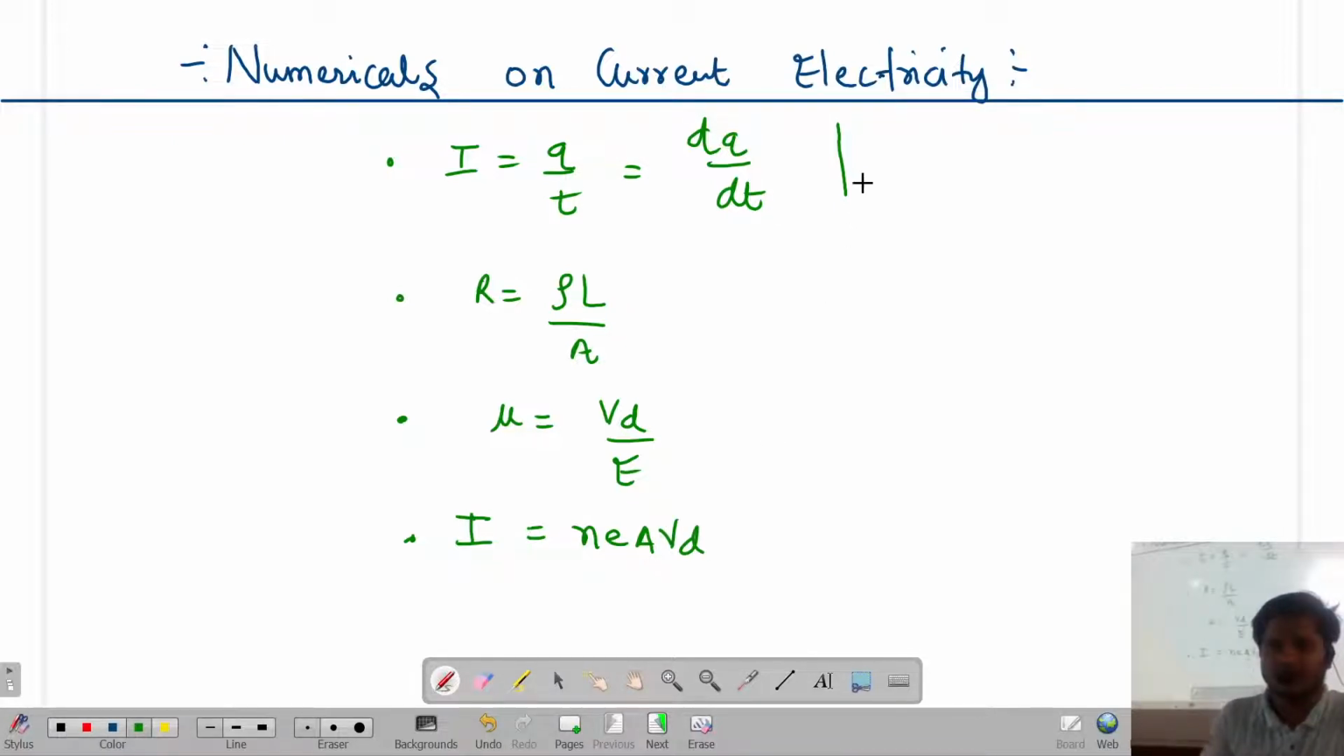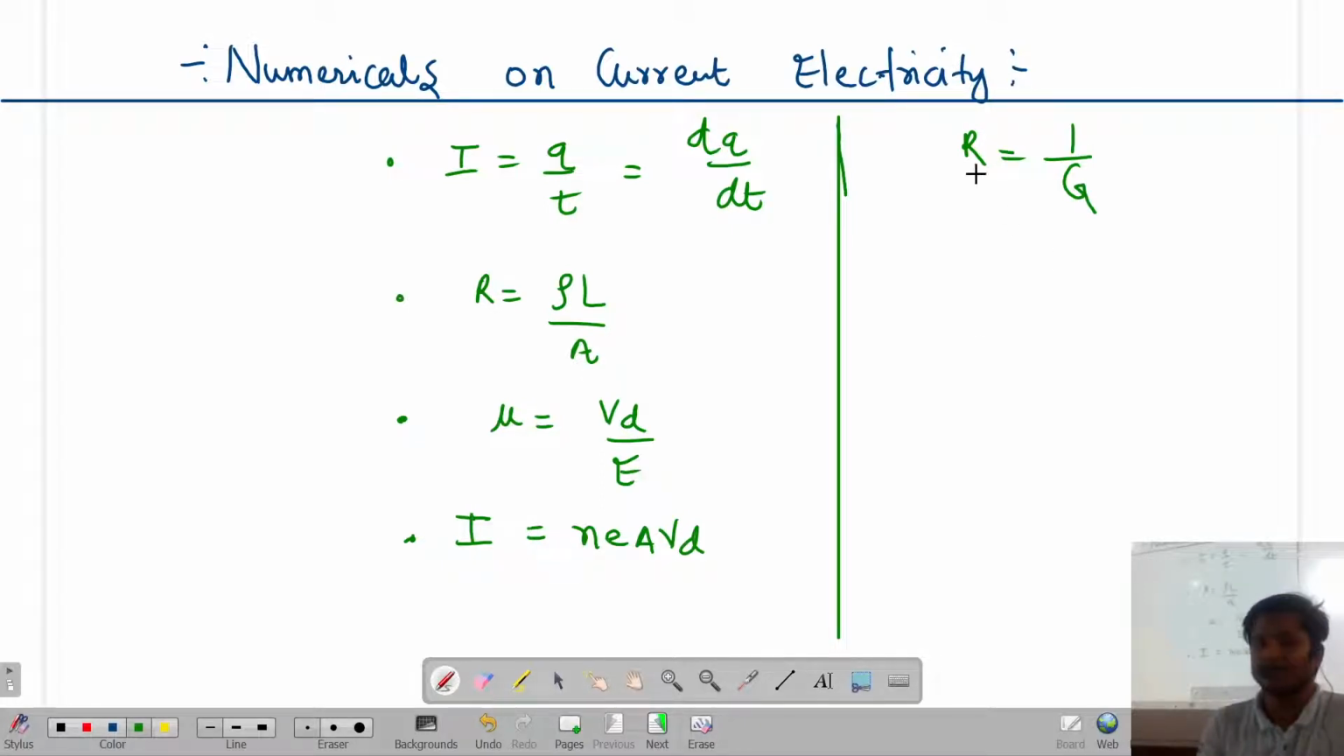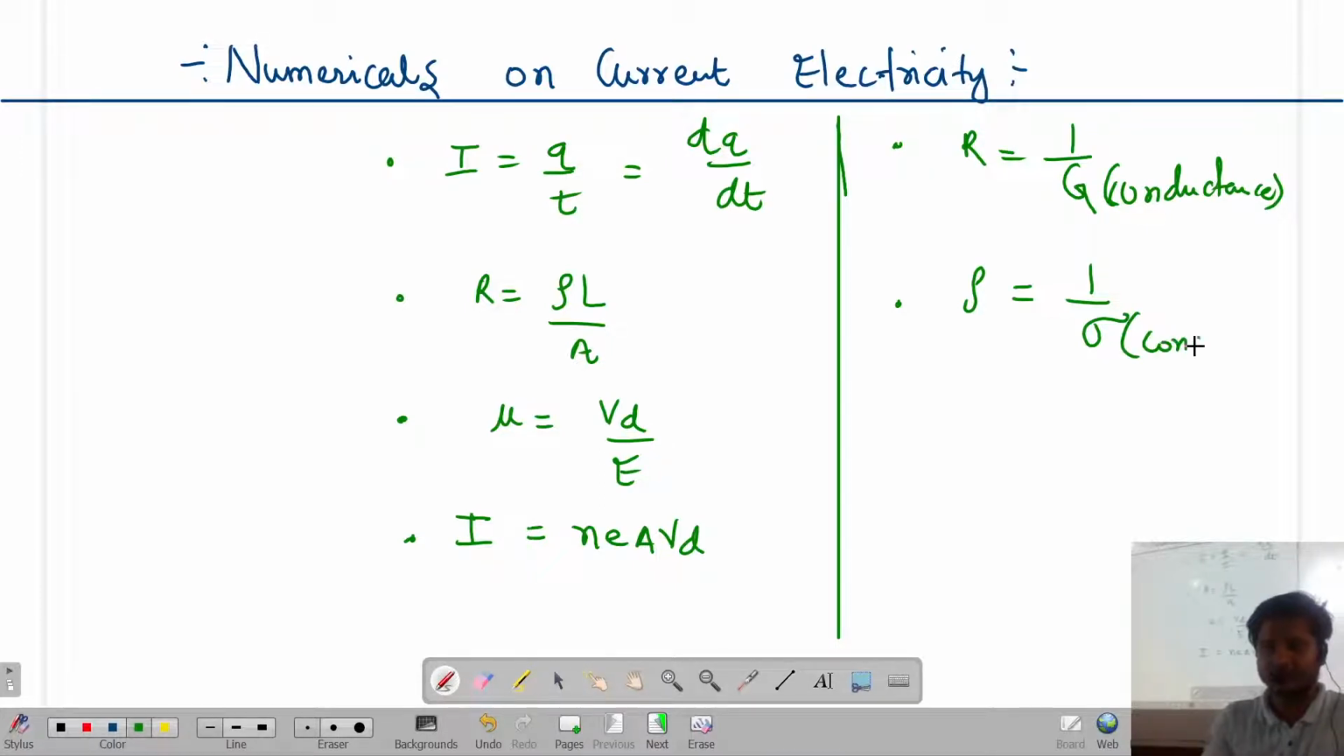Got it or not? Okay, a little bit of digression I am doing. After that, resistance was equal to 1 by conductance G. Resistance is equal to 1 by conductance G, while resistivity is equal to 1 by conductivity sigma. Conductance and conductivity are two important things. Conductance is this, and it is conductivity.